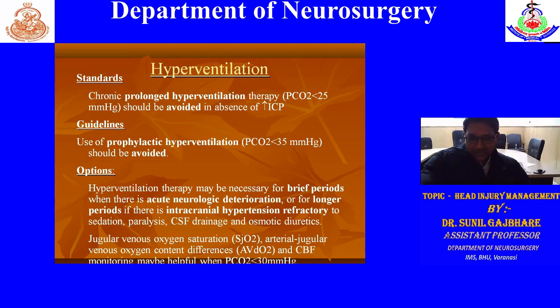If CSF drainage is also not causing a decrease in the ICP and it is giving rise to persistent drainage, then hyperventilation can be used intermittently. And if even the osmotic diuretics like mannitol are not affecting the ICP, then hyperventilation can be used intermittently, but it should not be used continuously. Jugular venous oxygen saturation, arterial jugular venous oxygen content differences, and cerebral blood flow monitoring may be helpful when the partial pressure of carbon dioxide is less than 30 millimeter of mercury.